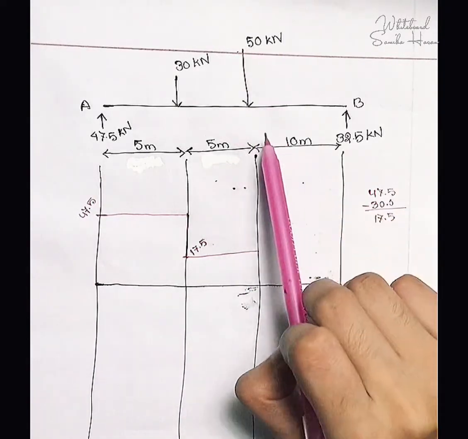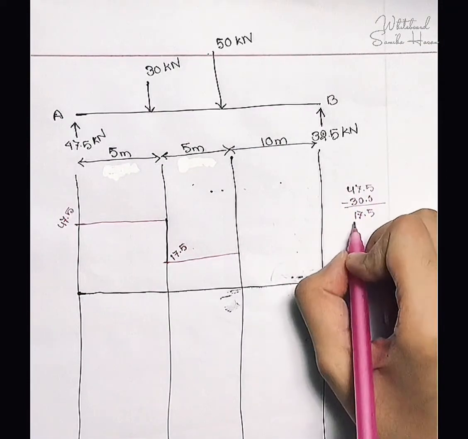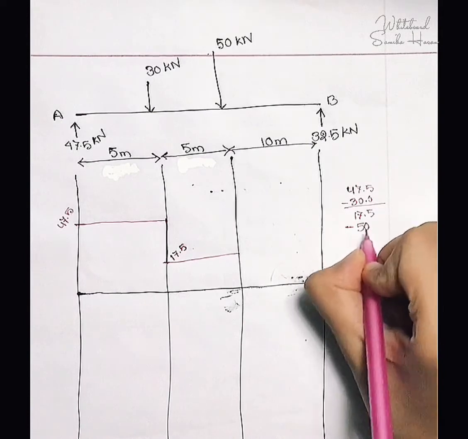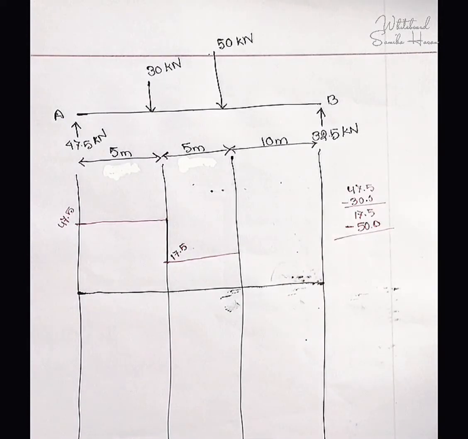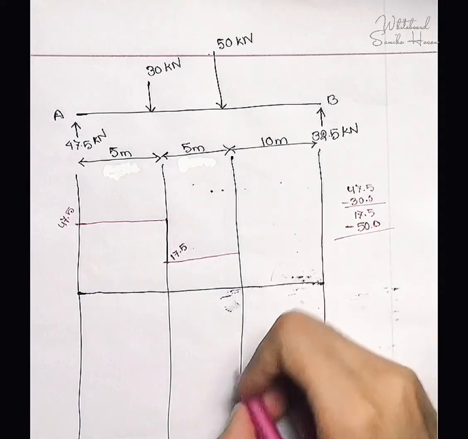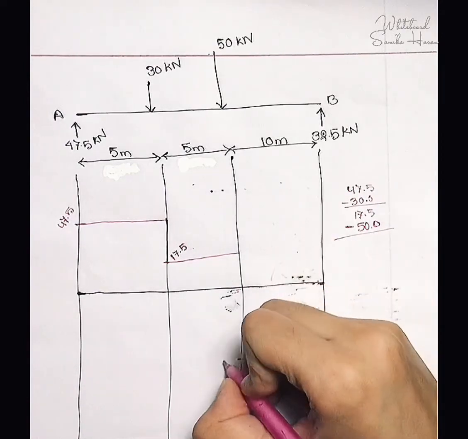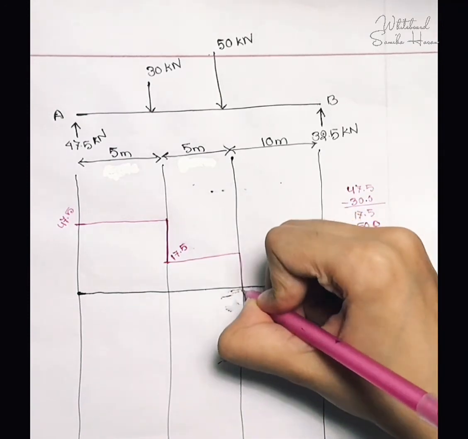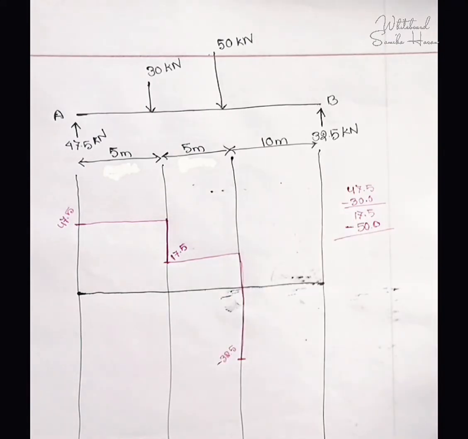And then I have another force of 50 kilonewton going downwards. So I will have 17.5 minus 50. Okay, so 17.5 minus 50 is negative 32.5. So here it is, suppose minus 32.5. So I will go all the way down to here. Here's my negative 32.5.